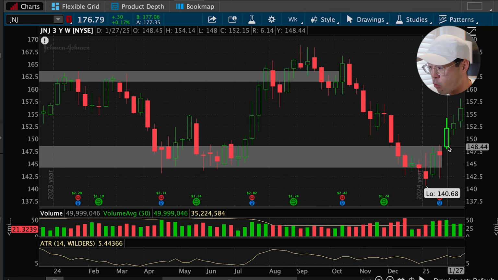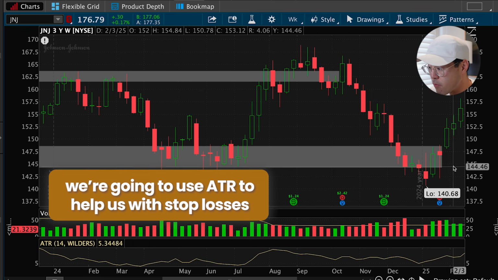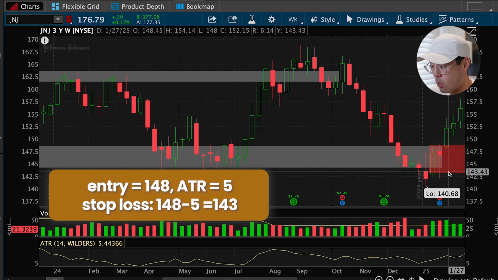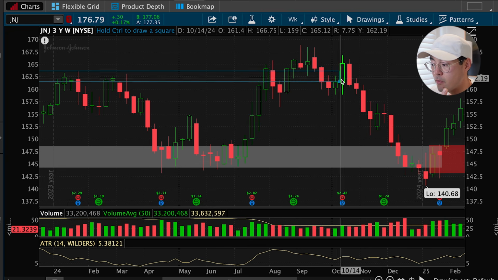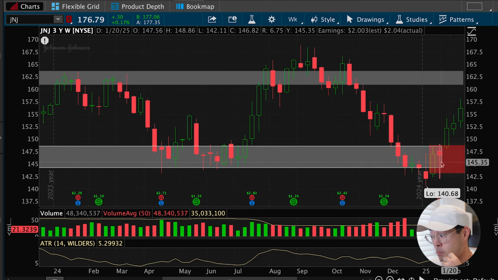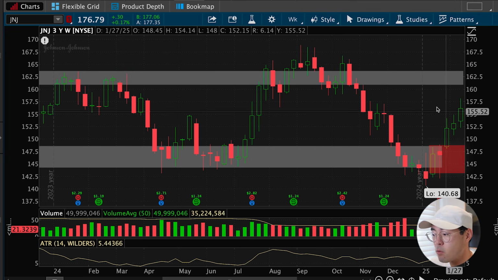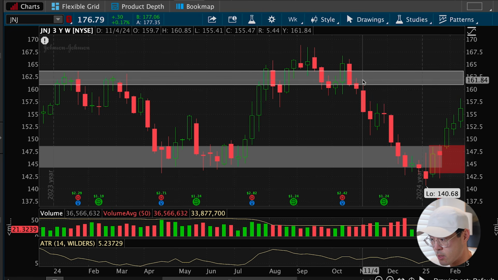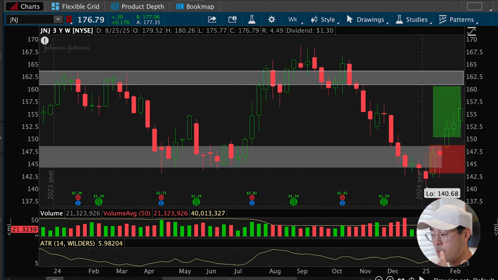So now that I've entered at 148, let's set our stop loss, our S. So our ATR is 5. So we're going to do 148 minus 5, which is 143. And this is where our stop loss is going to be. Now, where is my next take profit? Our take profit is probably going to be somewhere around this area of resistance, right? Because as price action goes up, it is probable that this area of resistance is going to cause us to sell out. So I would say right around the middle of this range right here, maybe around this candlestick right here, 162, will be our take profit.